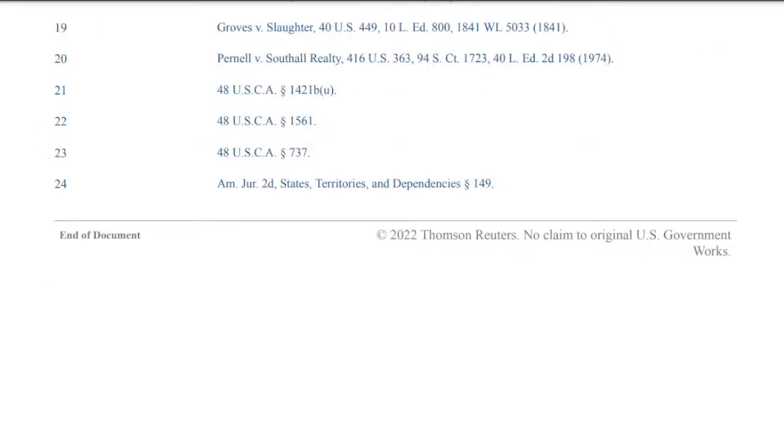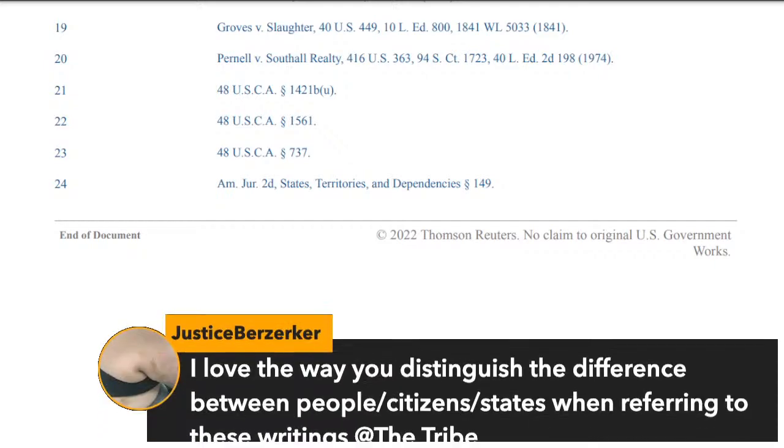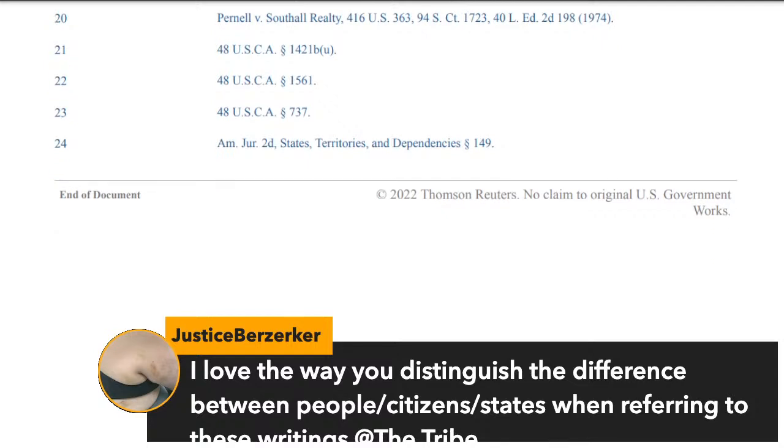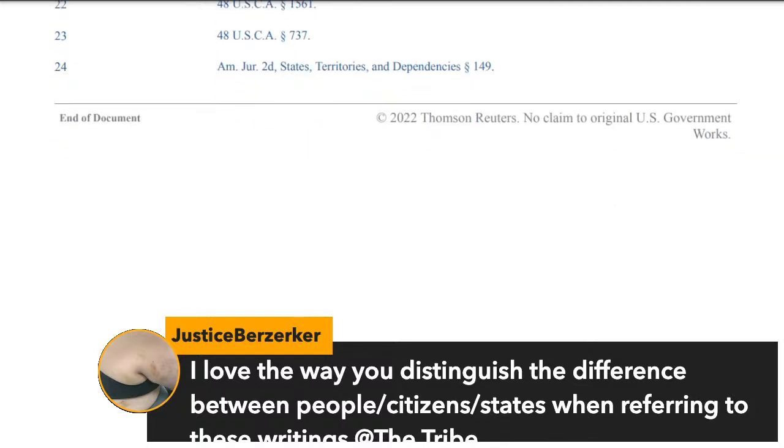So this is another good one too, states, territories, and dependencies in American jurisprudence. And this is the one for Deborah that we could go over, but I don't have this one. I think Audit Them does, so perhaps he could do that review.